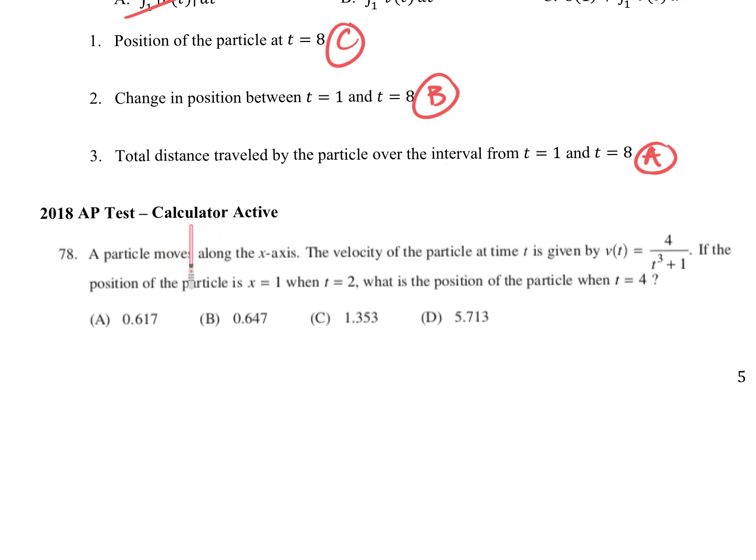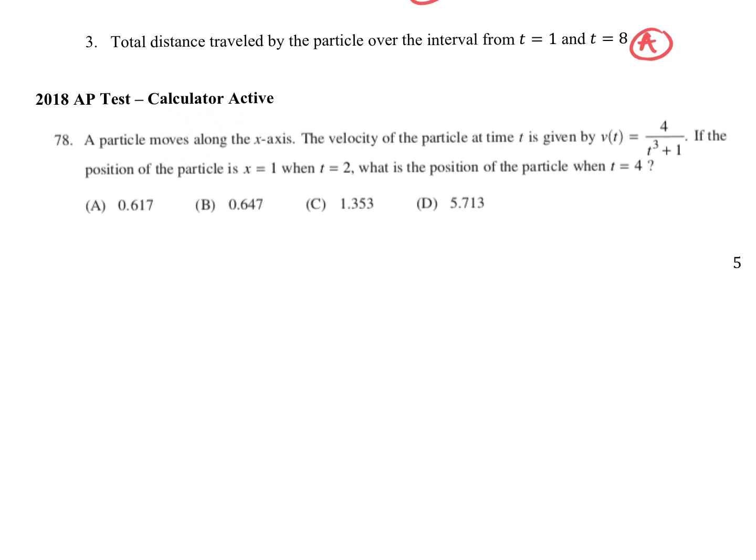Okay, peeps. We love calculators. Let's go grab our calc. But before we grab our calc, let's write our setup statement. Particle moves along the x-axis. So you guys, it says this particle's moving along the x-axis. This is what particles do in calculus. They move along the x-axis. That's it. Boring. It says the velocity is given. Here's V. If the position is x equals 1 when t is 2, what's the position when t is 4? Let's worry about a setup before we type it into our calculator. What are we thinking?